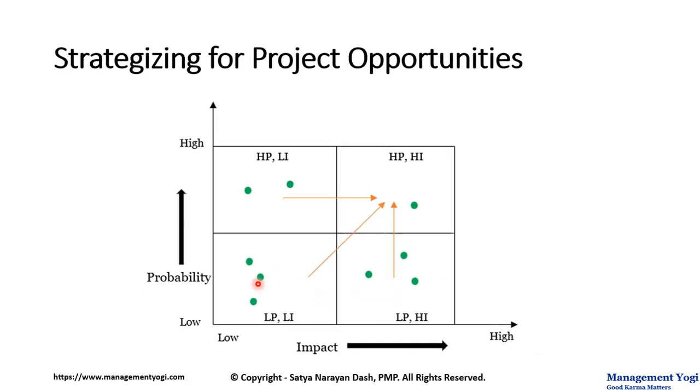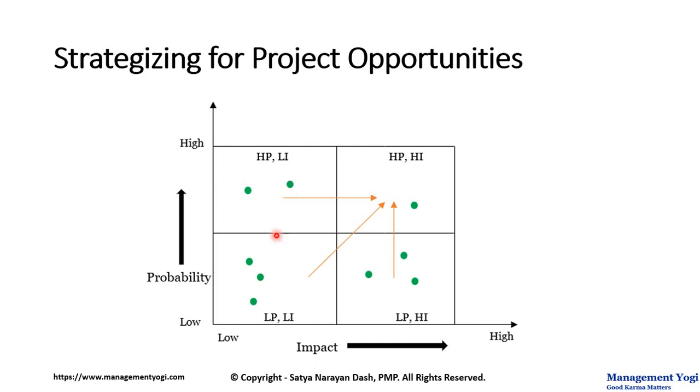How about project opportunities or the individual positive risks? Again, we have a figure here with 2 parameters. Same probability represented in y-axis, impact represented in x-axis. This side low, this side high probability, this side low impact, this side is high impact. We have divided this figure into 4 quadrants. The bottom left is low probability, low impact. The top left is high probability, low impact. On the right hand side, we have high probability, high impact and low probability, high impact.